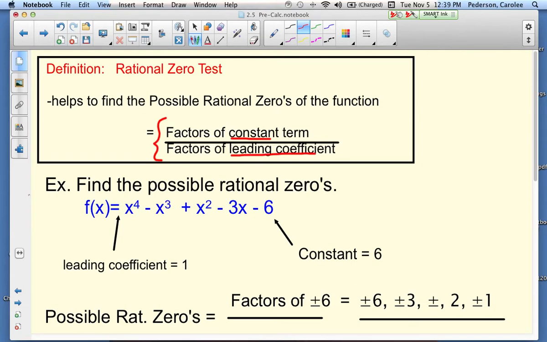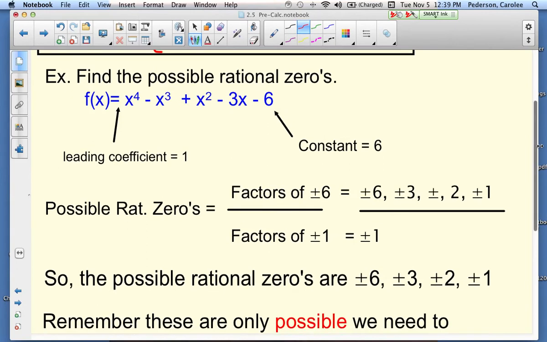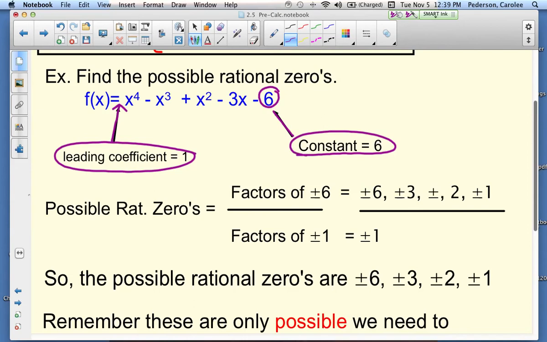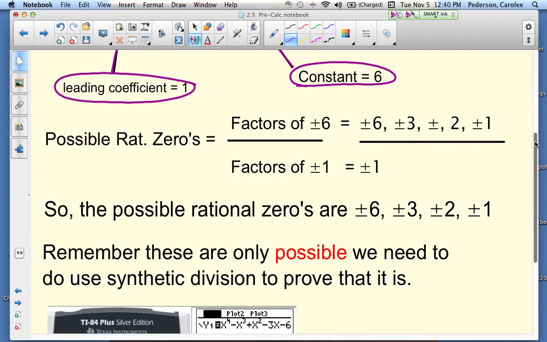So here's an example. We give you a function in the blue, and we want you to identify two things: the leading coefficient, which in this case is 1, the constant, which is 6. You can ignore the signs if it's a positive or negative. So you're going to take the factors of 6, which is your constant. So it could be 6, 3, 2, 1, divided by the factors of the coefficient, which is just plus or minus 1, and now you divide it.